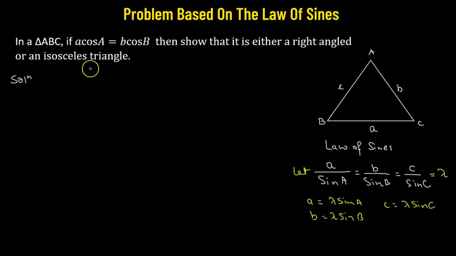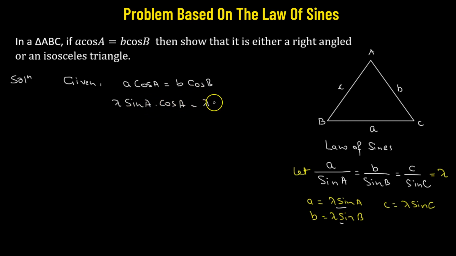Now coming back to our problem, we are given that a times cosine A equals b times cosine B. So we'll substitute the values of a and b as given here. We get lambda times sine A times cosine A equals, with b replaced, lambda times sine B times cosine B. Now we can factor out lambda from both sides, and we're going to multiply by 2. So we get 2 times sine A times cosine A equals 2 times sine B times cosine B.